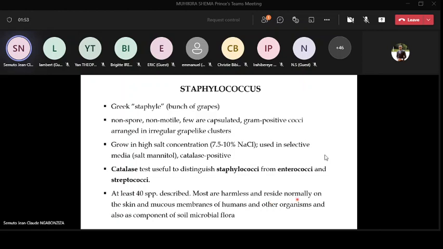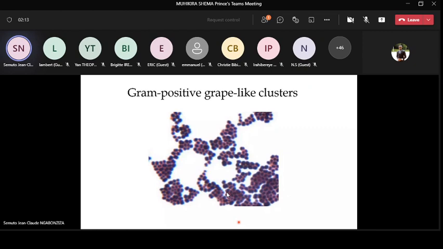And they just live as normal flora on the skin, mucous membrane, and even in other organisms, including the soil, microbial flora. So they are all over, and most are harmless. They are not pathogens.